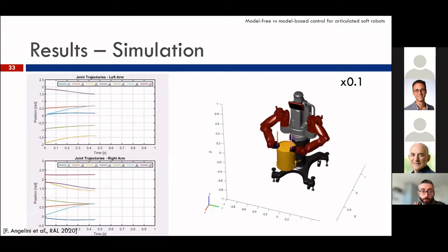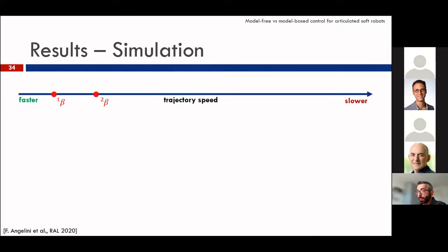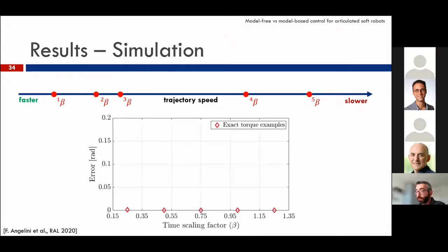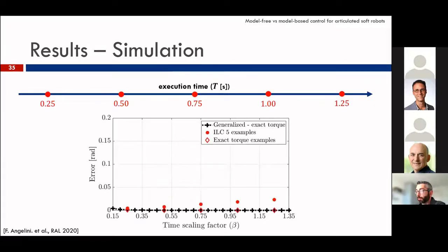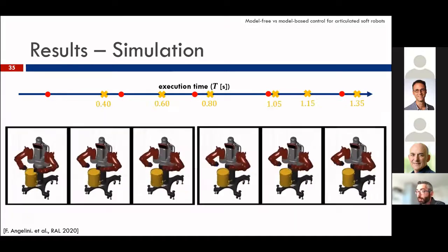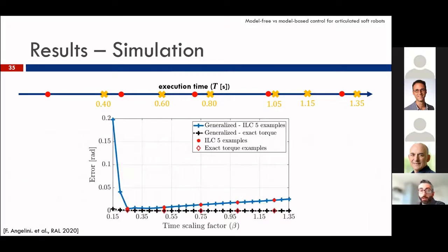Here we're using a Baxter robot to perform a drum playing task. And we acquire 5 different control actions for 5 different time scaling factors. And then we can generalize for new time scaling factors. And so this is the result. The red dots are the performance of the 5 examples. And this is the generalization. So the blue line is the performance of the generalized control action without repeating any learning process. So we have that the performance is comparable to the one of the examples provided.